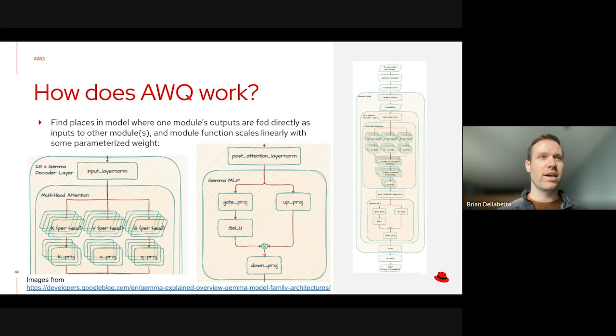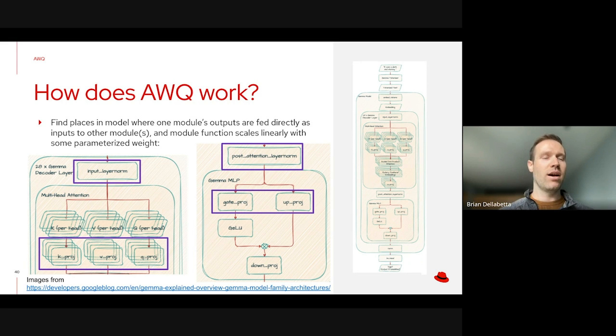So Kyle, if you click the next, just highlighting that here, our input layer norm or our post-attention layer norm, those have a set of weights that we can scale up and down. And conversely, we can scale up and down the projection layers, which are linear layers. So we're going to make note of that degree of freedom, that we can scale these, and make use of that to decrease the loss due to quantization.